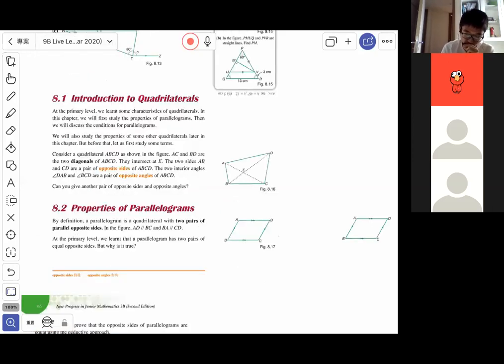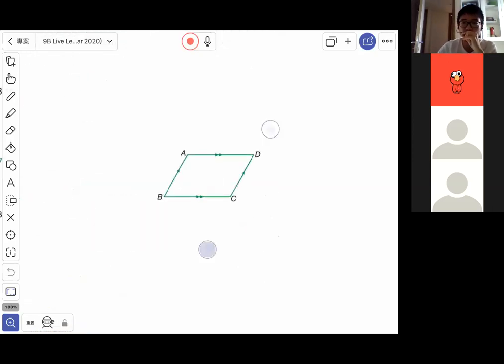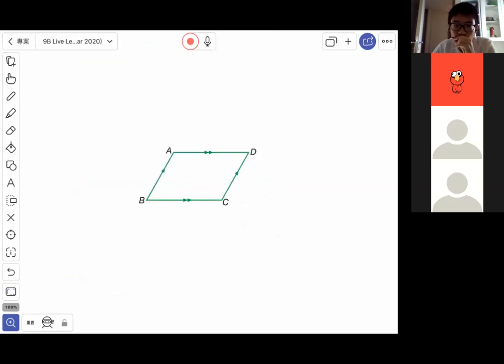So first of all, I want you, at least some of you, to tell me what is the definition of parallelogram. This is a very important question. Definition. So if I see a shape that satisfies some conditions, then I know that it is a parallelogram. So what is that definition?